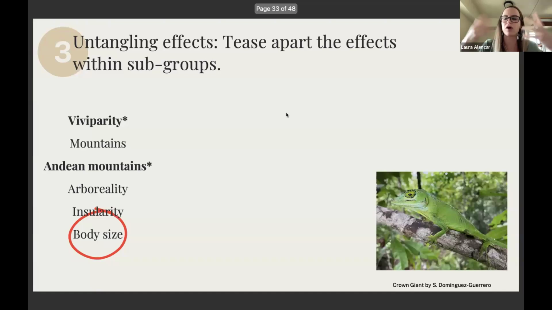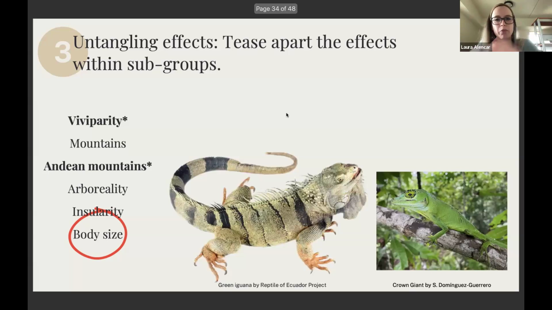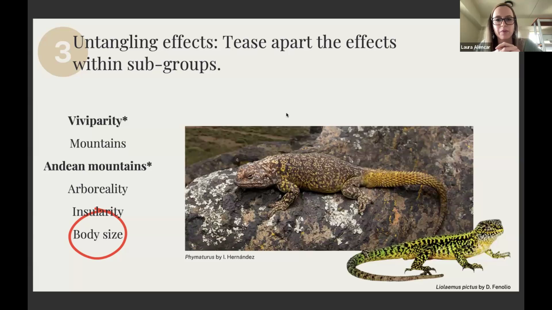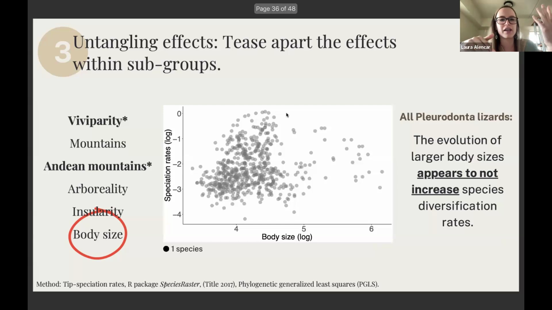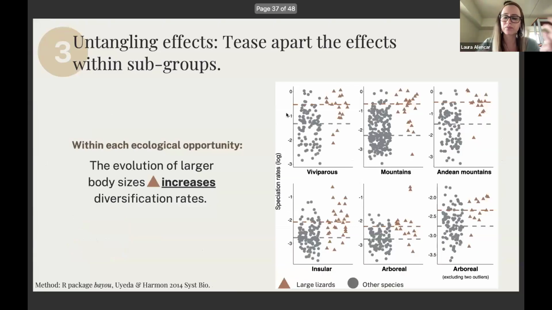So imagine that a crown giant, arboreal crown giant anole, is not that giant compared to another arboreal species like the iguana. However, the arboreal iguana is way larger than the viviparous terrestrial Phymaturus. However, the viviparous terrestrial Phymaturus is way larger than another viviparous terrestrial and very closely related species, the Liolaemus pictus. So remember that in the beginning of the talk, I showed that we didn't find any relationship between body size and the rates when we analyzed the whole Pleurodonta together.